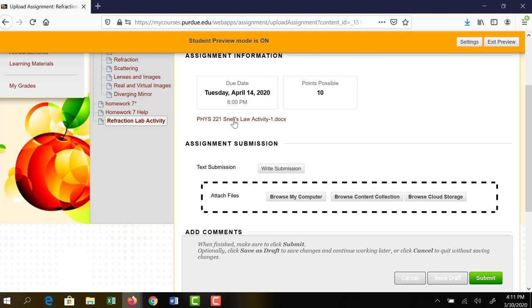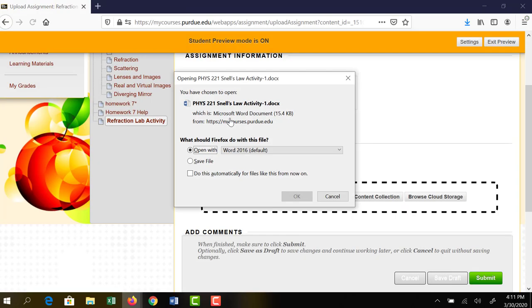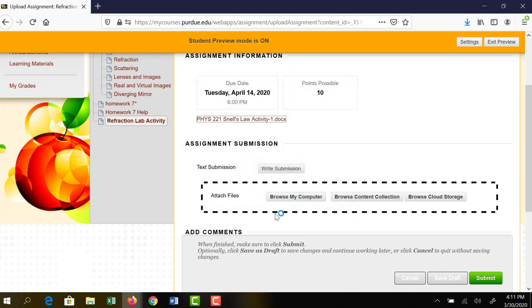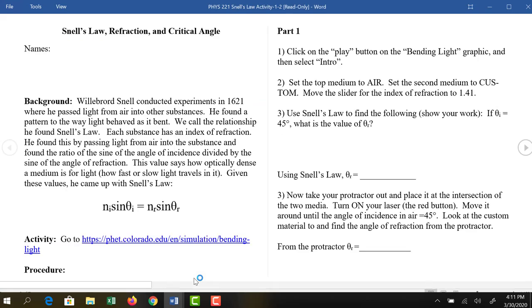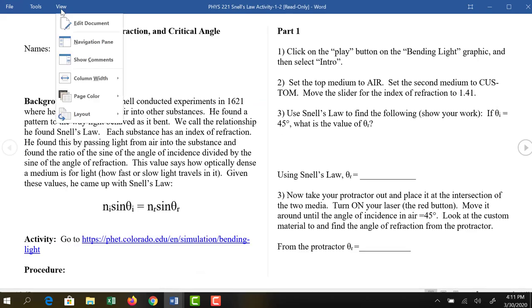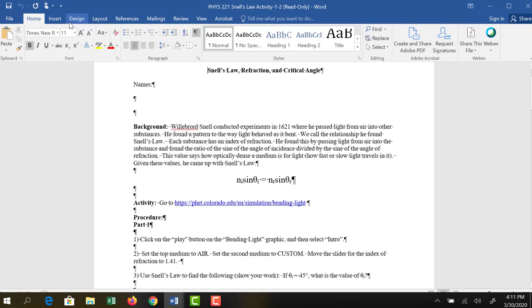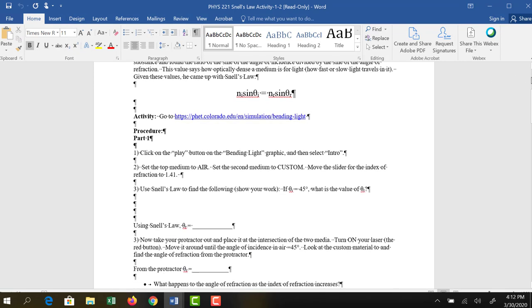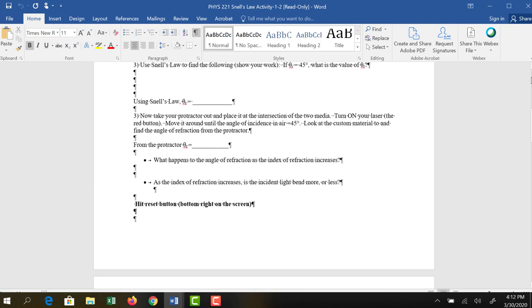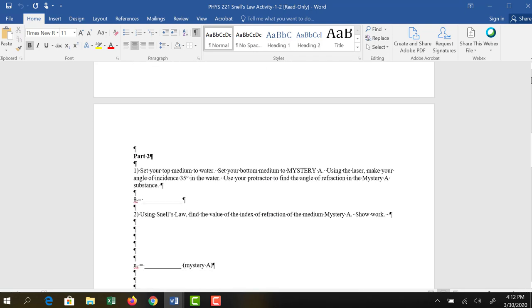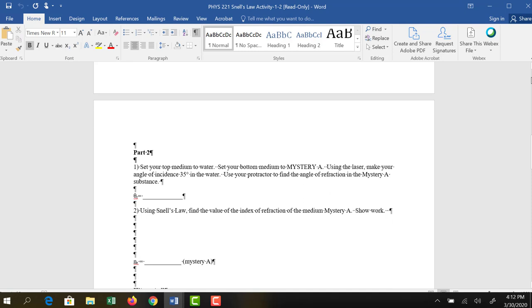So here's where it is, Snell's Law activity. This goes along with the optics chapter. I'm going to open it up and view. I'll just do edit document so I can go through this. This is what you'll be submitting to me, this actual activity. There's some calculations, things like that. If you want to print it out and write it down instead of trying to type everything out, you can do that too. You'll just have to figure out a way to get it to me.